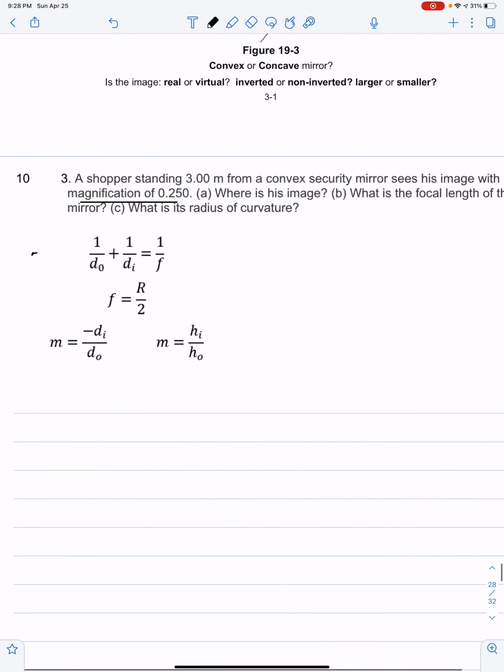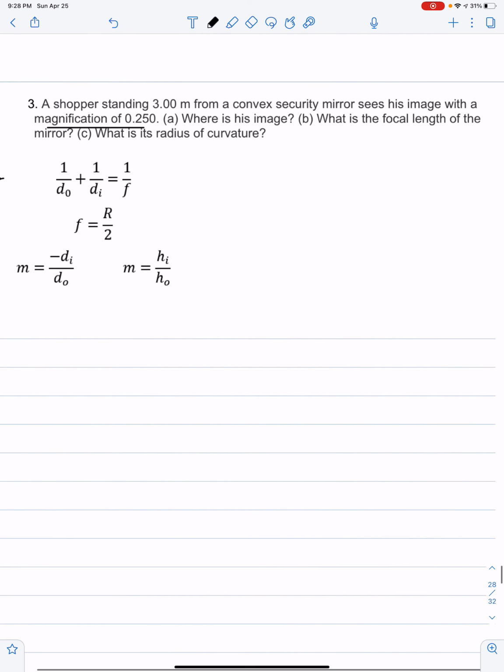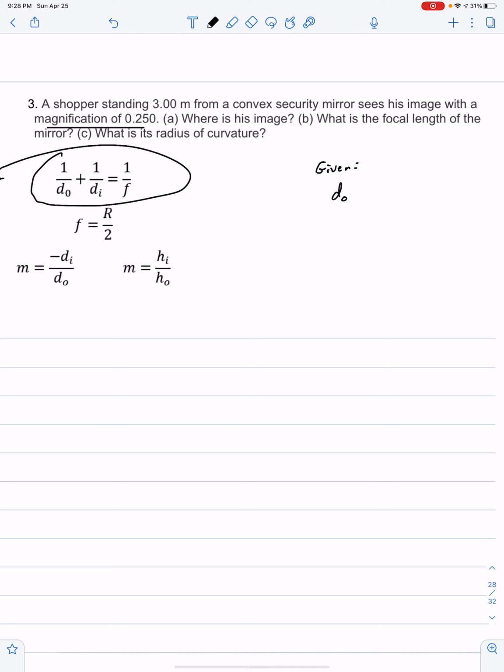Now this problem is simple. This problem is for a convex security mirror. I'm just trying to show you that it does not matter whether it's convex, lens, concave. The same rule applies when it comes to this equation. Okay? So we're given the distance of the object, which is 3 meters, and we're given the magnification of the convex, which is 0.250.